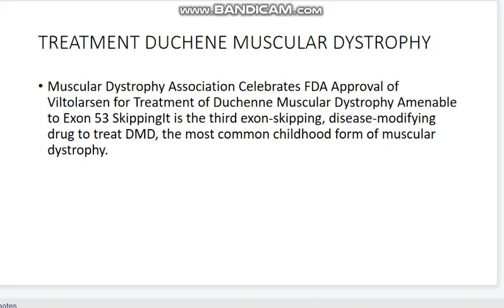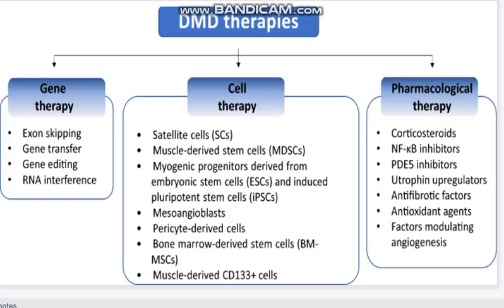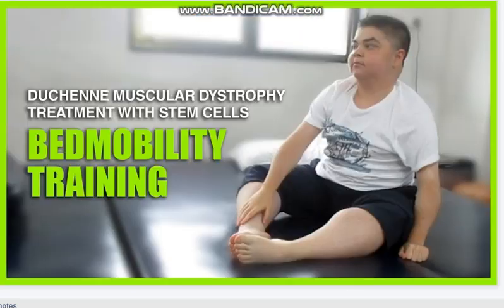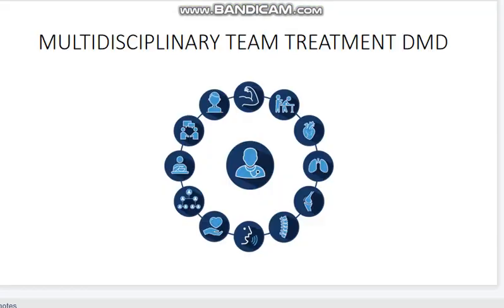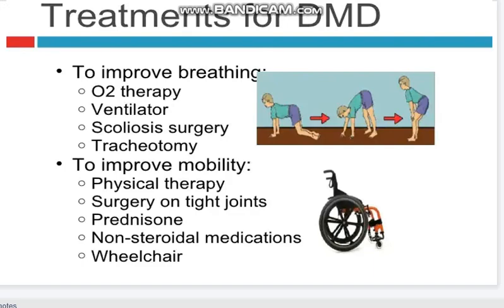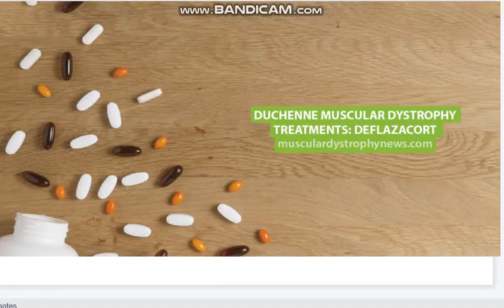Treatment of Duchenne muscular dystrophy: there is FDA approval for treatment of Duchenne muscular dystrophy. It is a disease-modifying drug. Options include gene therapy, cell therapy, pharmacological therapy, gene editing, and stem cells, with a multidisciplinary team and muscle biopsy follow-up.